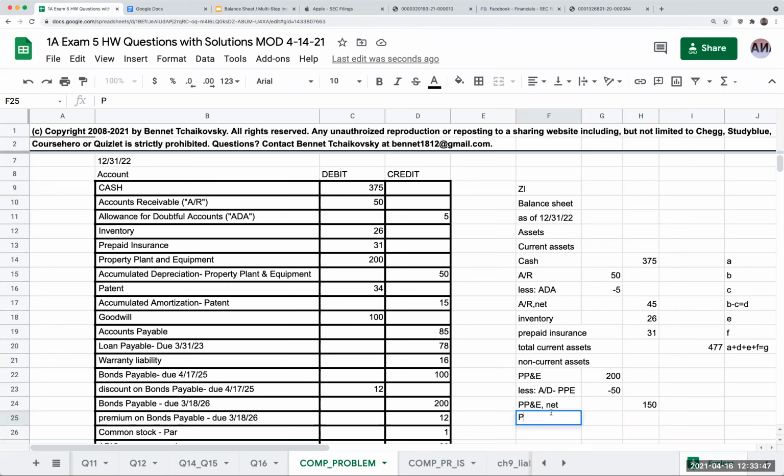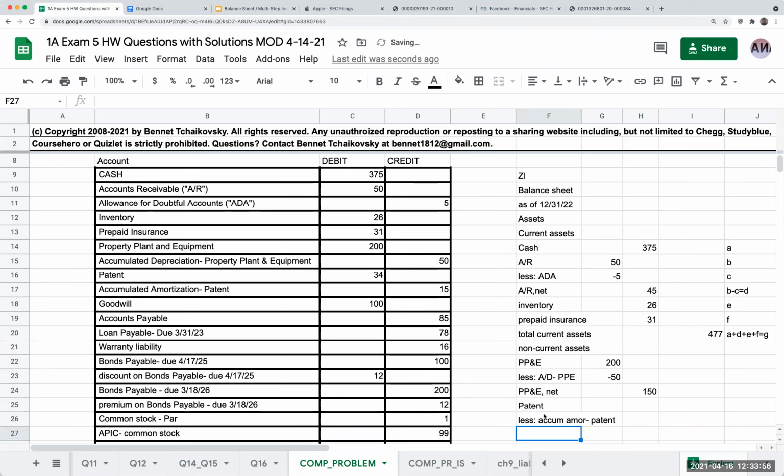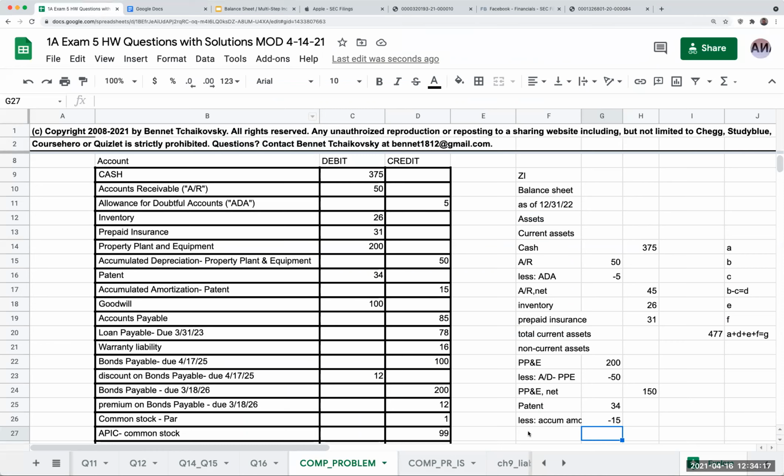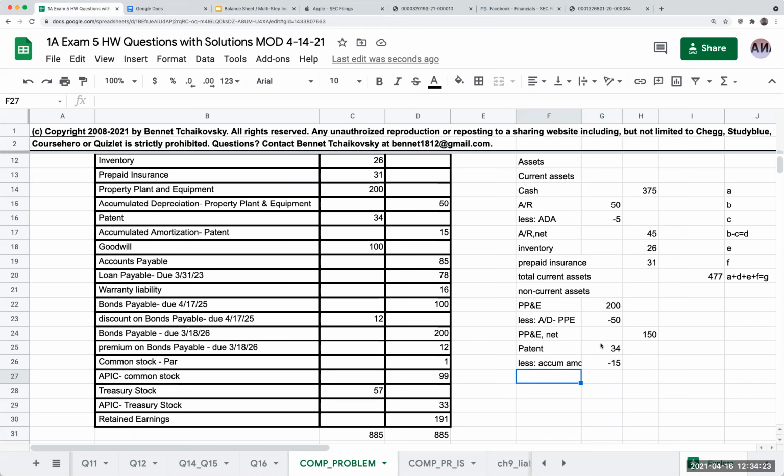My next one over here is the patent, less accumulated amortization on the patent. This is not necessarily controversial, it's just the way that I choose to show it, right? And if I look over here at intangible assets net, this basically means net of any amortization. What's an intangible asset? Patents, trademarks, goodwill. Those are all examples of intellectual property, or intangible assets.